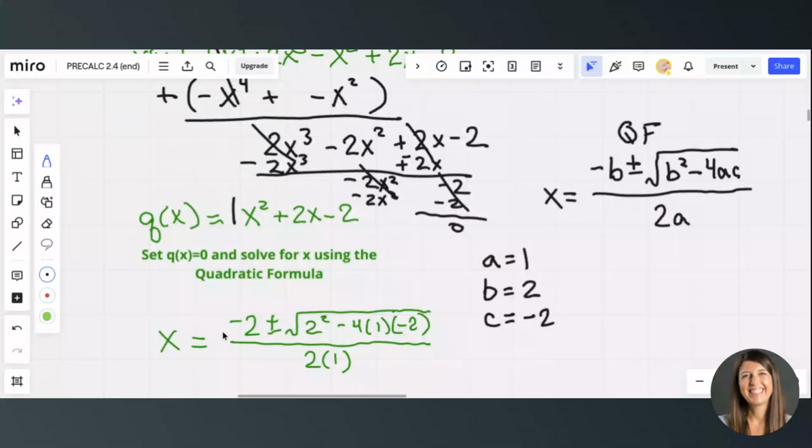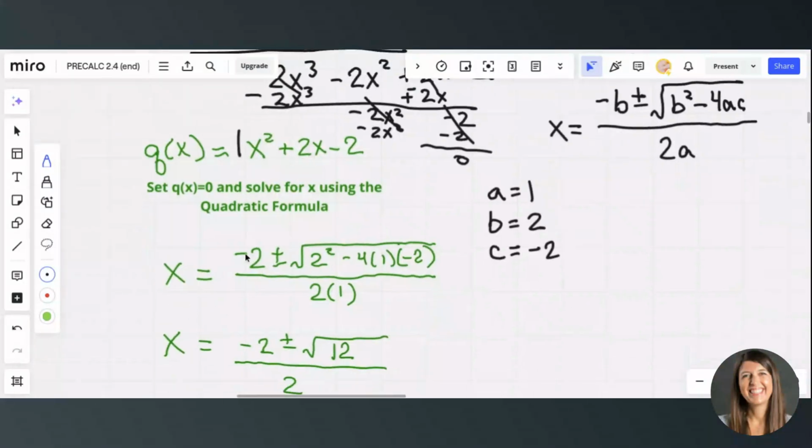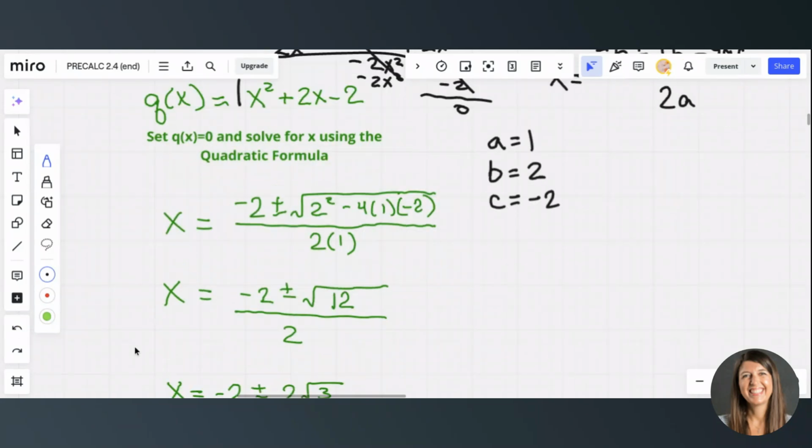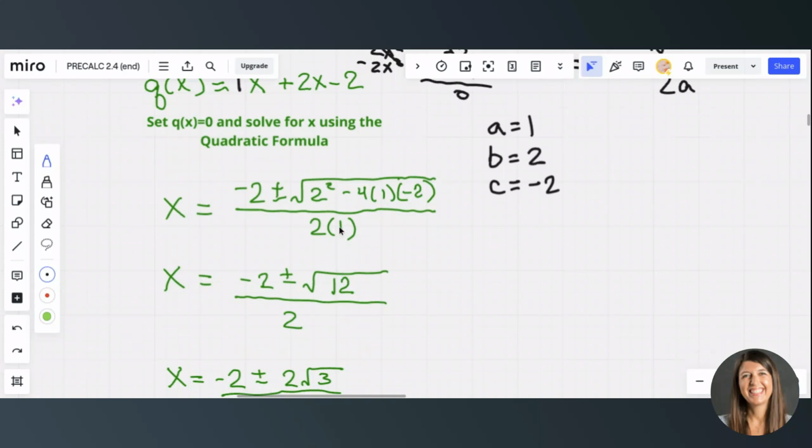Okay, so if I plug this in, I'm going to get negative 2, that's the opposite of b, plus or minus the square root of b squared, so 2 squared, minus 4ac all over 2a. And the reason why I say all over is because it includes this over here. We need to make it all over the 2a. All right, so then if I reduce what's in my radical, I'm going to get 12, so the square root of 12. Well, remember, 12 is 4 times 3. So if I take the square root of that, I get 2 root 3.